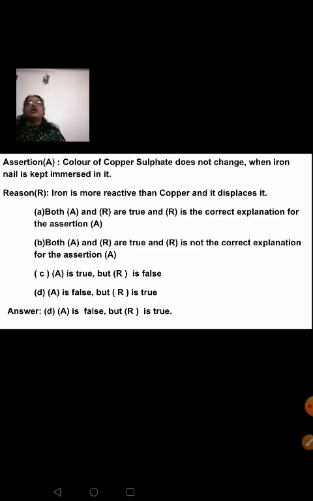Yes. The statement that copper sulfate does not undergo a color change when an iron nail is kept immersed in it is false, and the reasoning is right. Iron is more reactive than copper. That is why it displaces copper from copper sulfate. So option D would be the answer for this question.